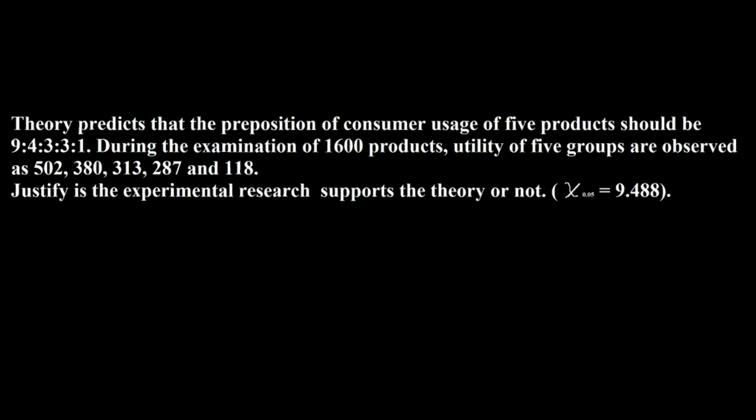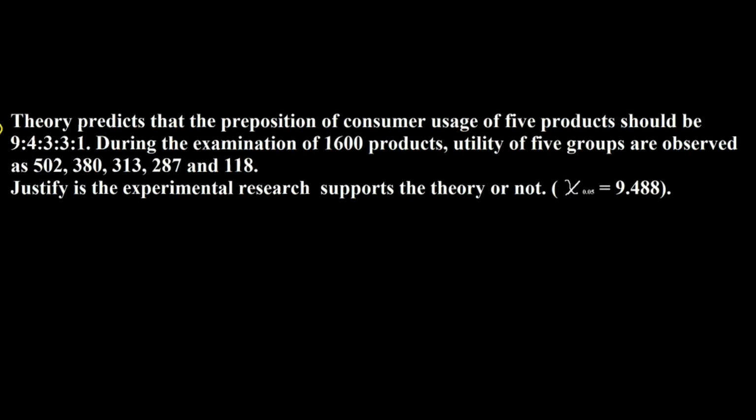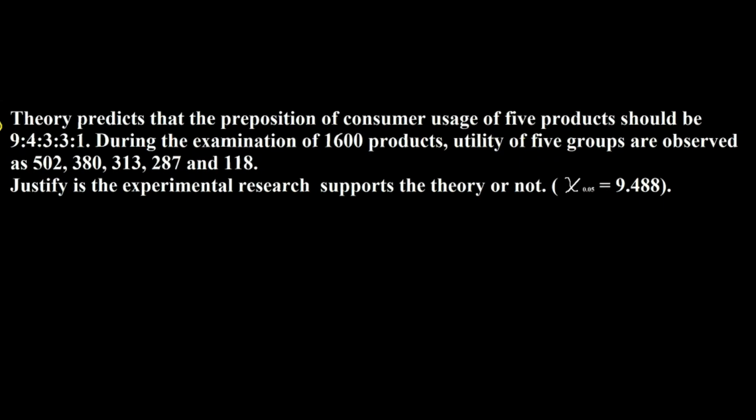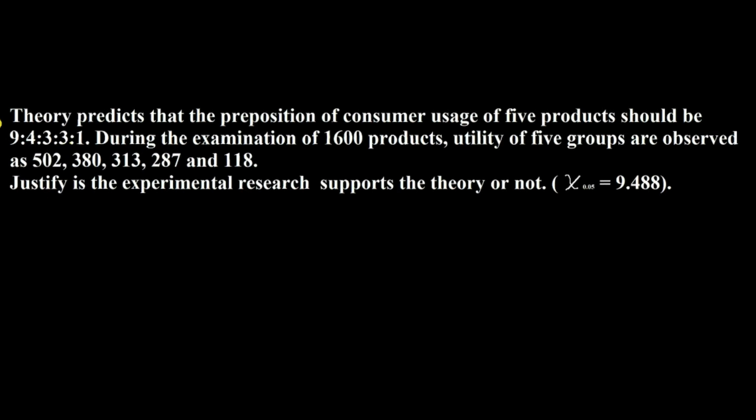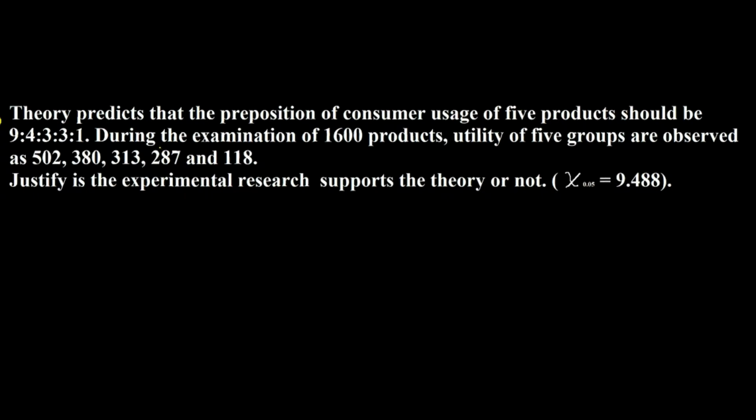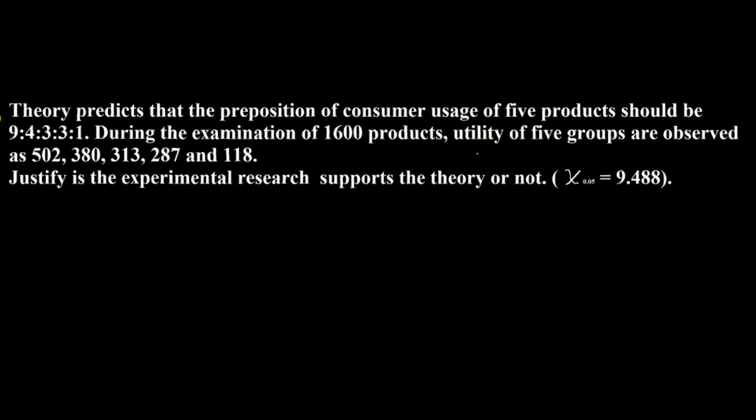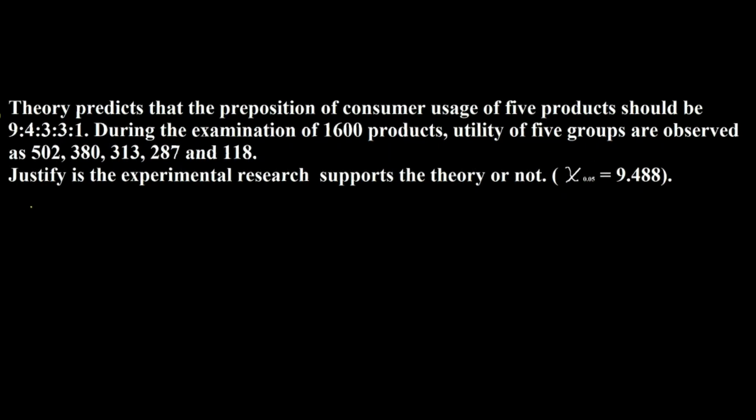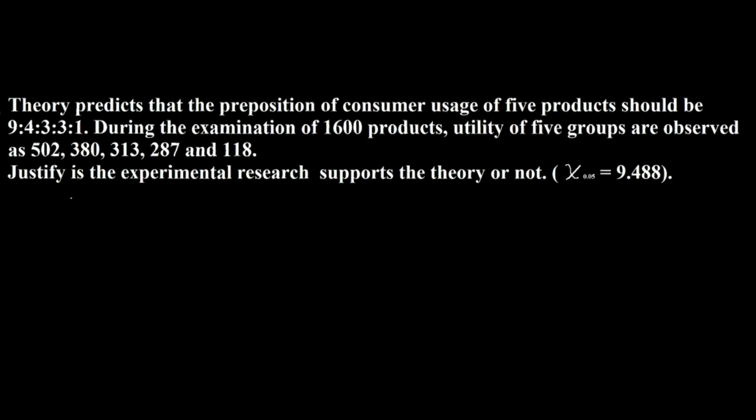Suppose the question states that according to the theory, the proportion of consumer usage of 5 products should be 9:4:3:1. They are in all these ratios, 5 products. Now during the examination of 1600 products, the utility of the 5 groups is observed this much. This is the observed data. So you got it. Now the observed data is given for all of them.